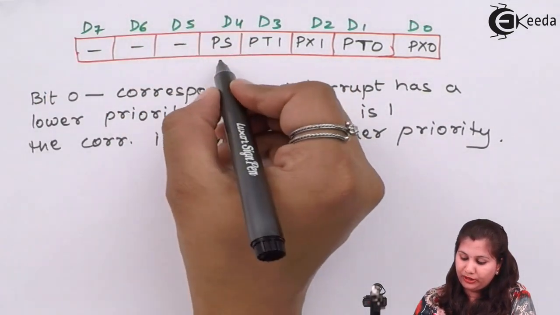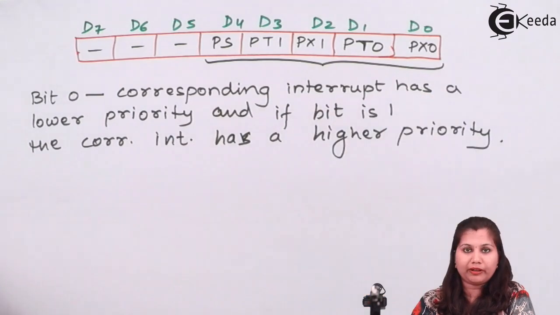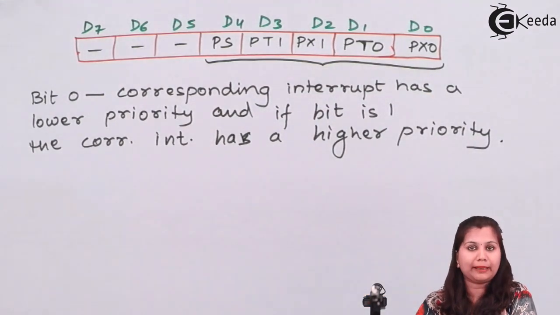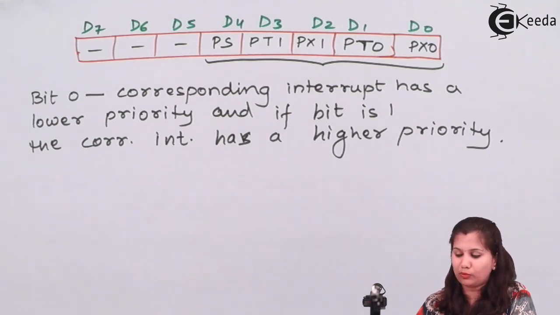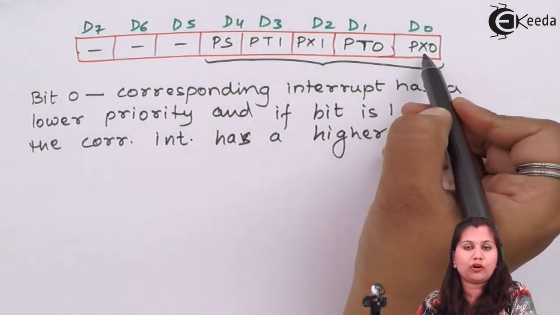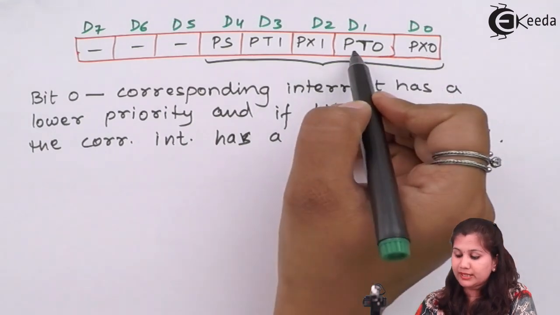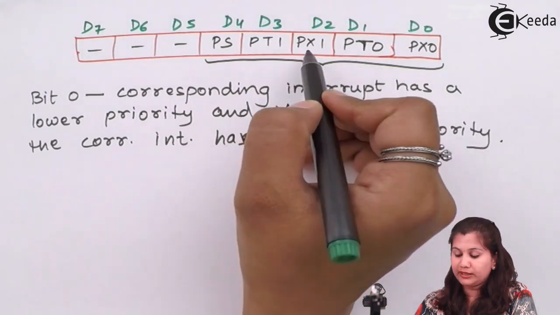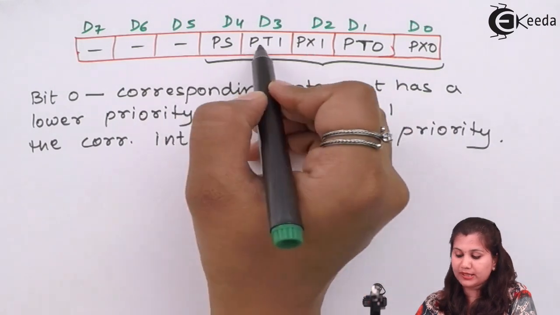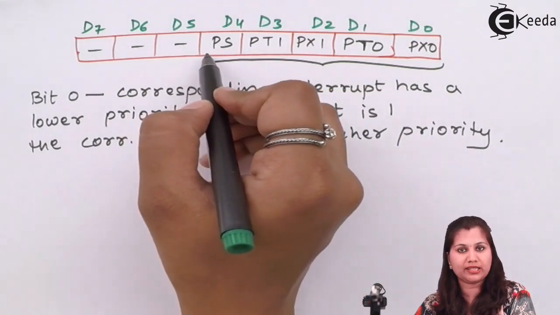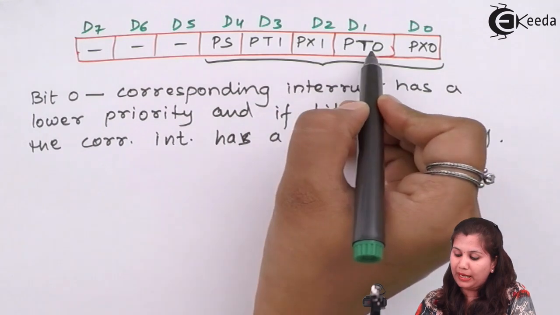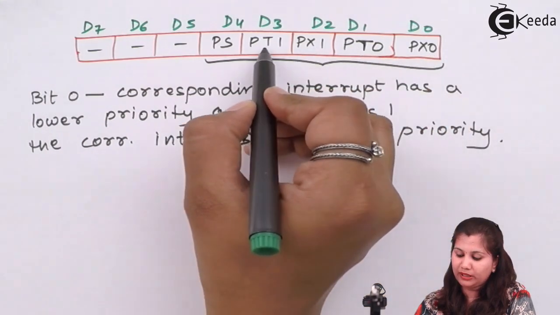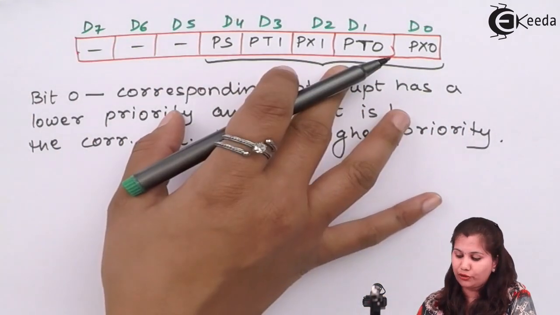Now we have 5 interrupts in 8051, that is serial interrupt, timer interrupt 0, timer interrupt 1, and external interrupt 0 and 1. So PX0 is for deciding the priority of external interrupt 0. This is for deciding the priority for the interrupt of timer 0. This is for external interrupt 1, this is for timer 1 interrupt, and this is for serial interrupt. So P is for priority, and X0, T0, X1, T1 and S are for the interrupts.